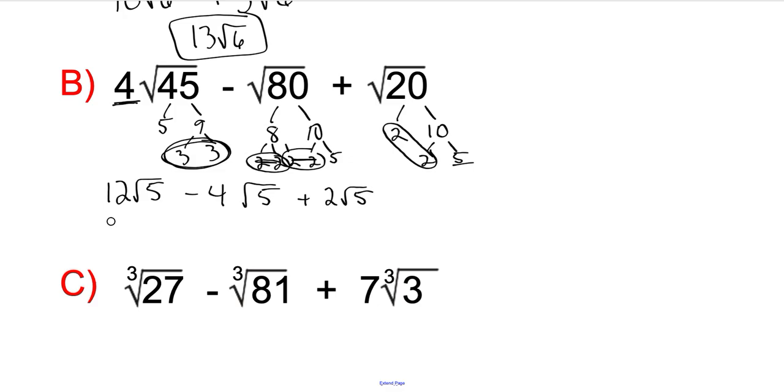All right, so now look at our radicals. We have root 5 here, root 5 here, root 5 here, so we can put all these together. So 12 minus 4 is 8, plus 2 is 10. So this one is 10 root 5. So the general idea with these, simplify the radicals as much as you can, and then when you get to that point, you look at the stuff underneath the radicals to see if they match. If they do, you can add them. If not, you have to leave it.